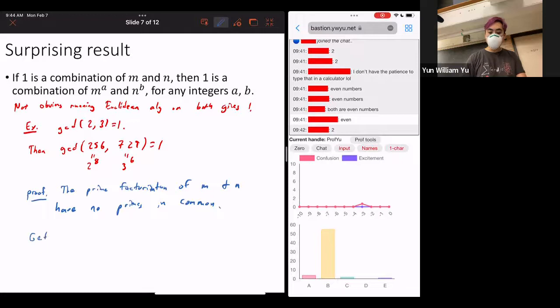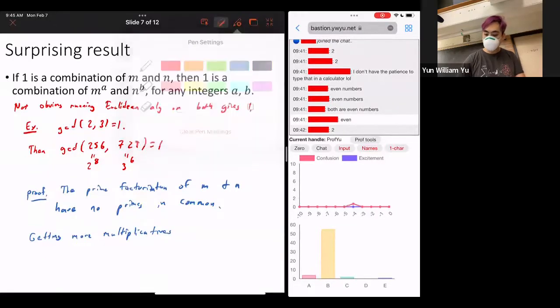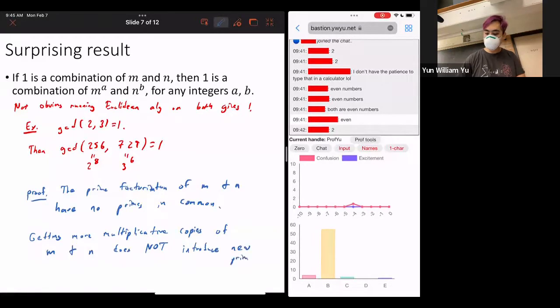But now, getting more multiplicative copies. Sorry, let me write that down. Sorry, my handwriting I think gets worse when I'm doing this in person, so I apologize for that. Multiplicative copies of m and n does not introduce new primes. And so they still have no primes in common. And so we actually can show that we immediately jump from the greatest common divisor of 2 and 3 is equal to 1 to the greatest common divisor of any power of 2 and any power of 3 other than the 0th power. Actually, the 0th power also works. So yeah, any power of them is still equal to 1.